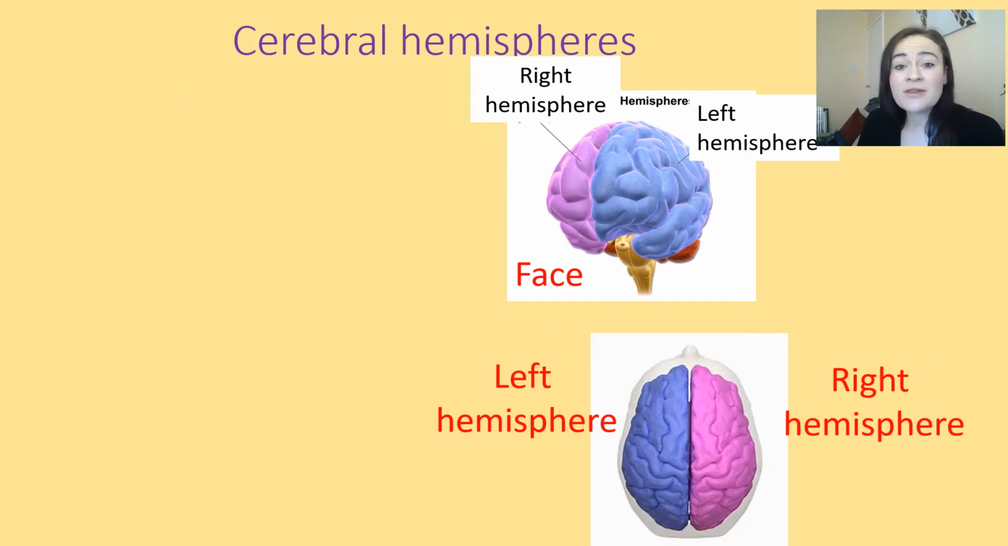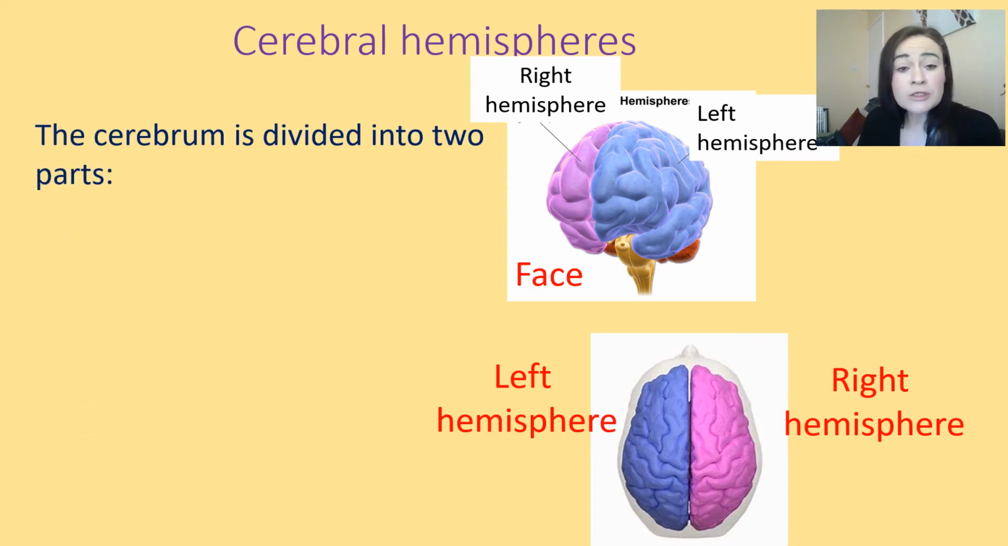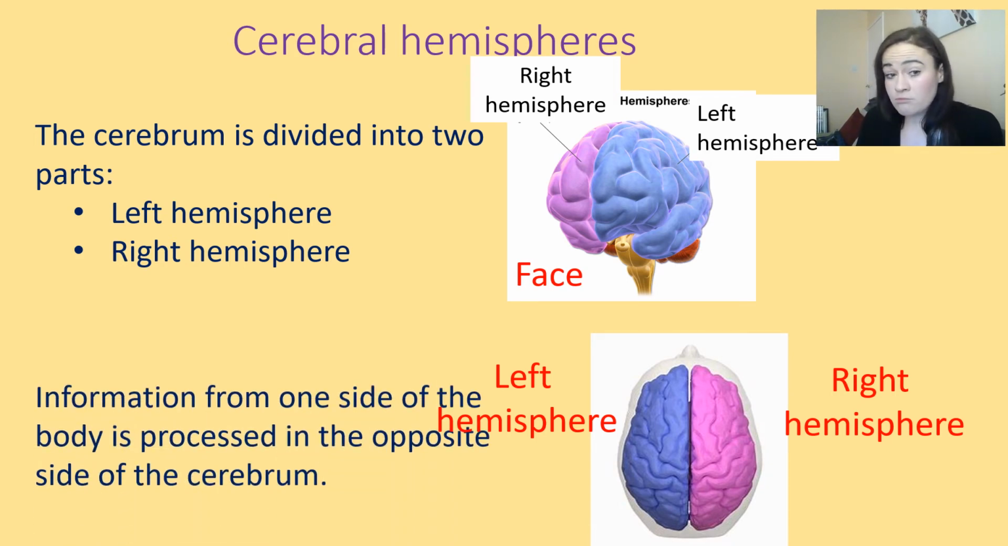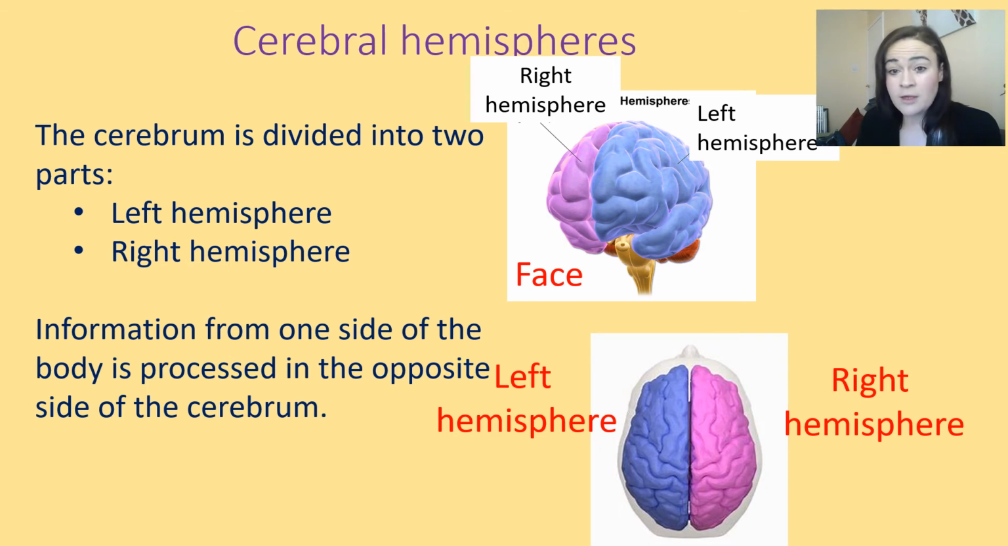We're now going to look at the cerebral hemispheres, which is basically another way that the brain is organized. The cerebrum is divided into two parts, and you'll have heard this before: the left hemisphere and the right hemisphere. Sometimes you'll hear this talked about as the right brain and the left brain, as if they're two separate things. And they are. They're two completely separate areas, completely split up.